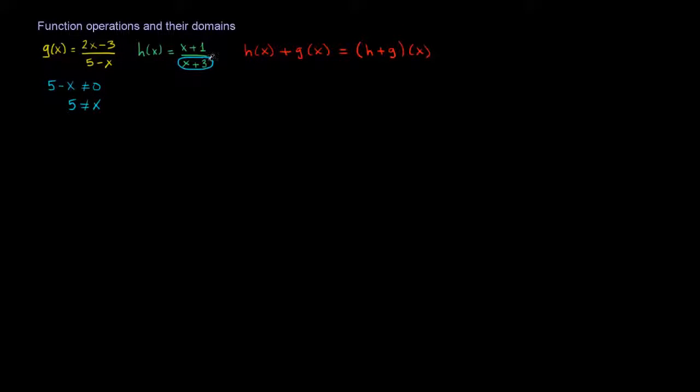I'm going to do the same thing with x plus 3. x plus 3 has to be different from 0, so x has to be different from negative 3. Now I'm just going to write it as domains. First, the domain of g will be all the real numbers except for the number 5. Now the domain of h will be all the real numbers except for negative 3.